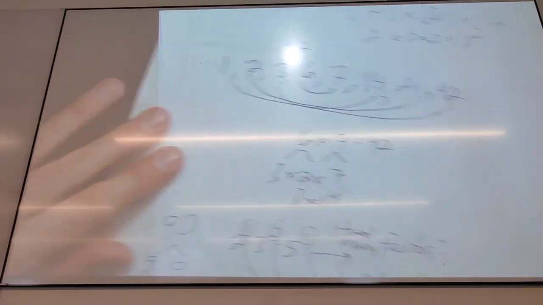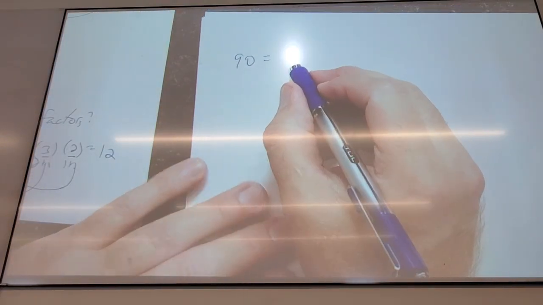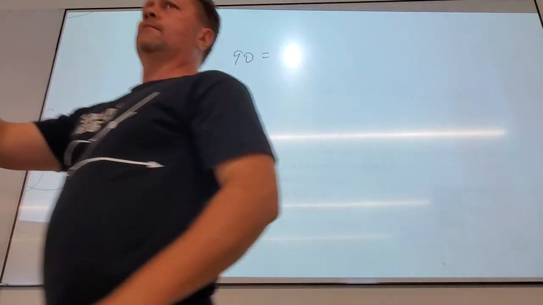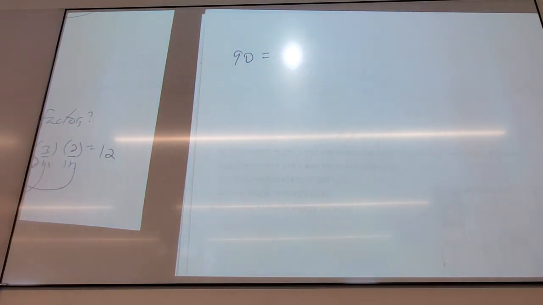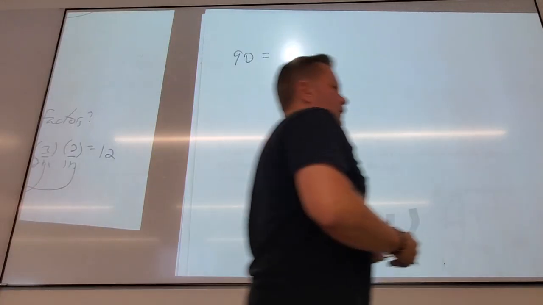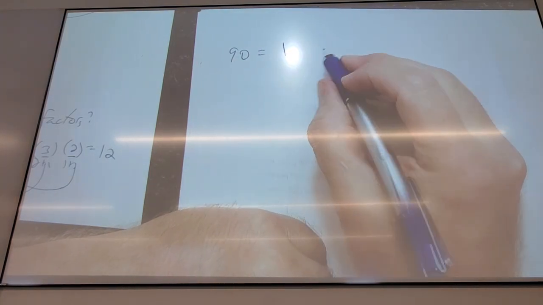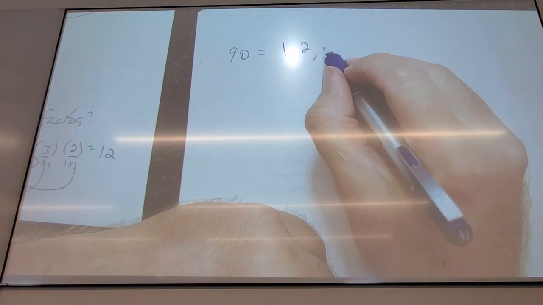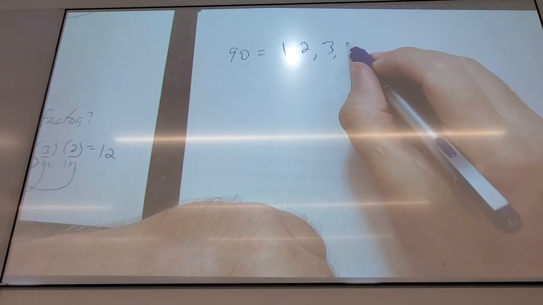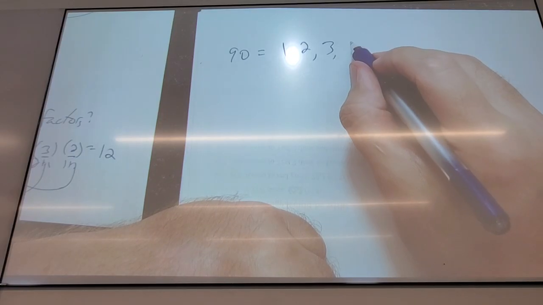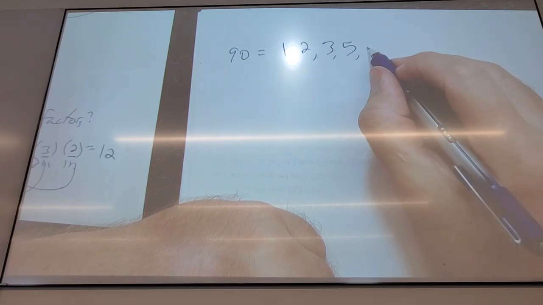If we look at 90, what's the square root of 90 roughly? What's the number below 90 that you can do the square root of? 81. What's the square root of 81? So when I start to make my list of factors, when I get to 9, that should be roughly where the turnaround point happens. So what are some factors of 90? 1 goes in, does 2 go in? Yes. What about 3? Yes. What about 4? No. What about 5? Yes. What about 6? Yes.